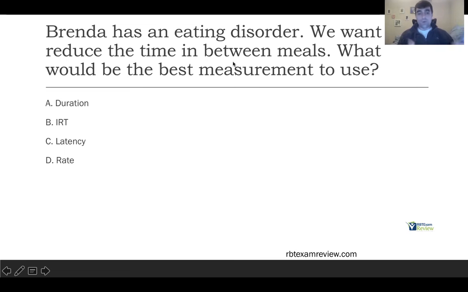And if you are familiar with the questions, you'll see that even though they didn't ask exactly the definition, they said the time in between. What is IRT? The time in between. So essentially, they did ask you the question and the definition. They just threw it into an applied setting. And this is where practicing the questions comes in. Because you're going to see all the other words, but you're going to read, we want to reduce time in between meals, and immediately think, oh, I know that, that's time in between behaviors. It has to be IRT.